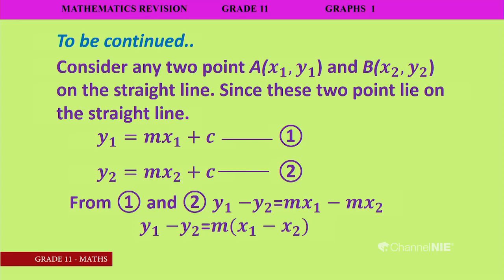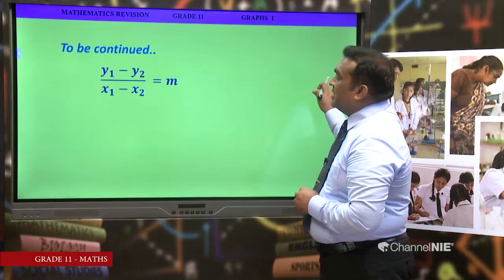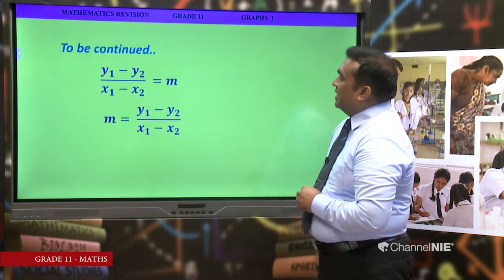What has happened to c? When subtracting these two equations, c is cancelled. Now, y1 minus y2 equals m is common here. You have to use your knowledge of common factors, m times x1 minus x2. Then you can divide both sides by x1 minus x2. As a result of that, you have m equals difference of y coordinates is divided by difference of x coordinates. This is the definition of the gradient of a straight line.